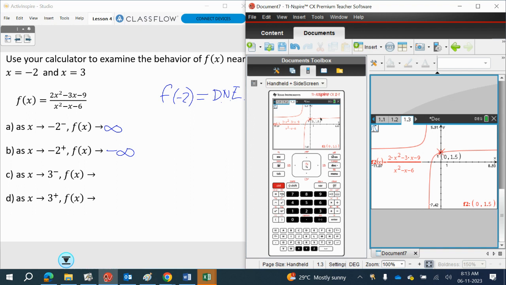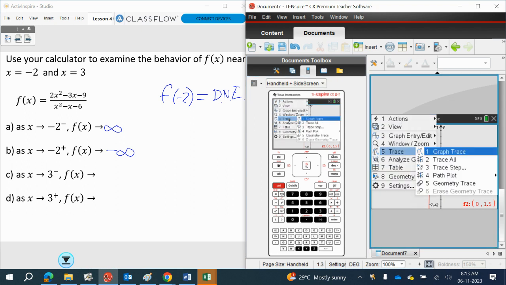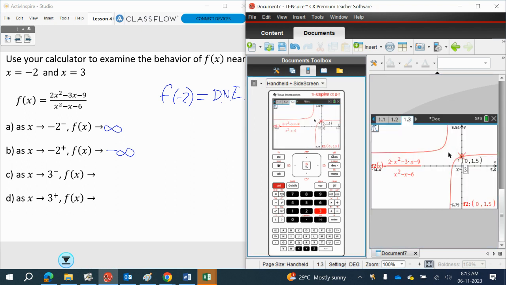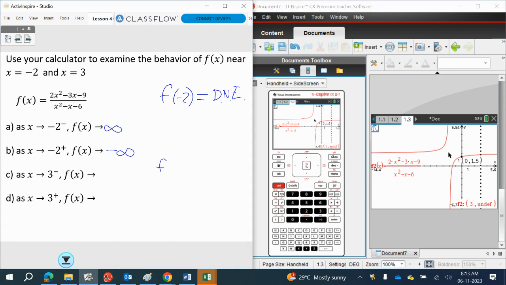But then when we try and trace it at that point, at 3, it tells us no, this value is undefined. And this is correct. So f of 3 does not exist. It's not in the domain. F of 3 does not exist. However, let's do the approaching.